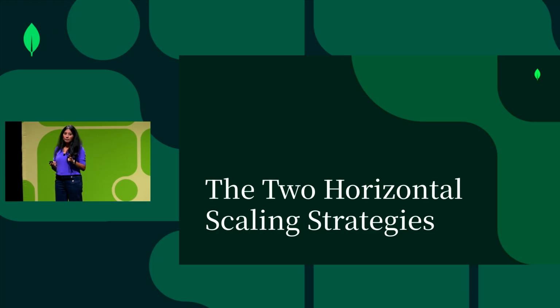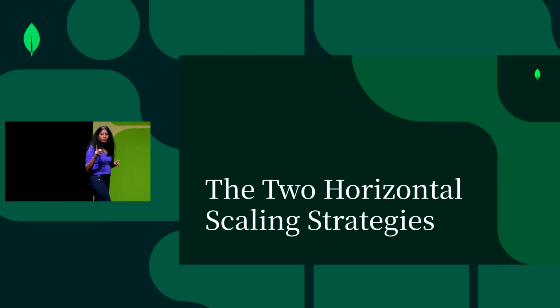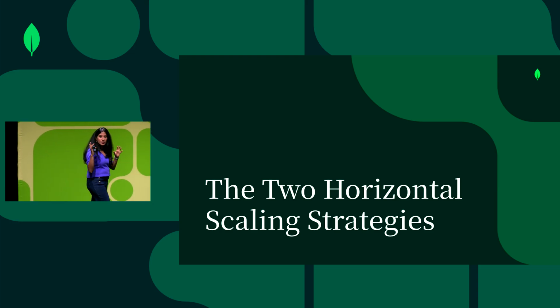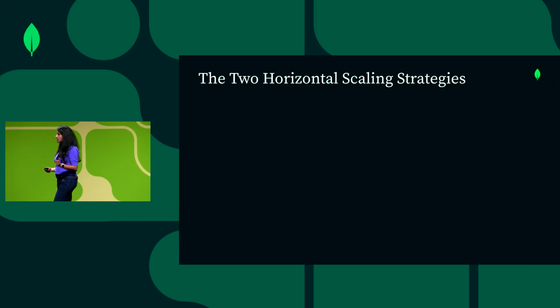So at MongoDB, we have two horizontal scaling strategies. Prior to 8.0, we only had one. The second one required you to do a bunch of voodoo. But in 8.0, we made it very simple to leverage horizontal scaling in two different ways.